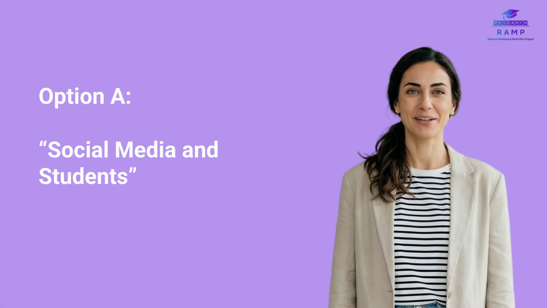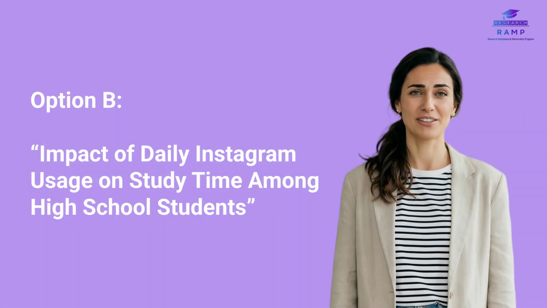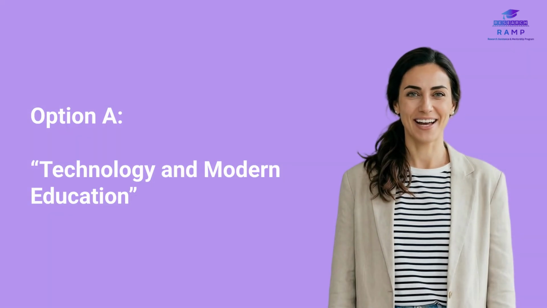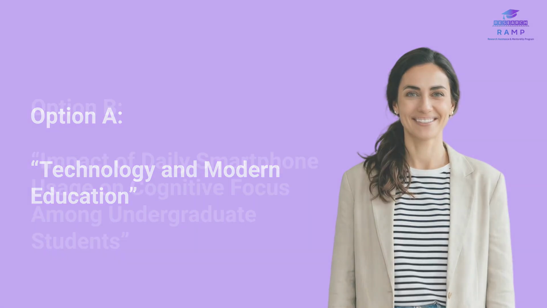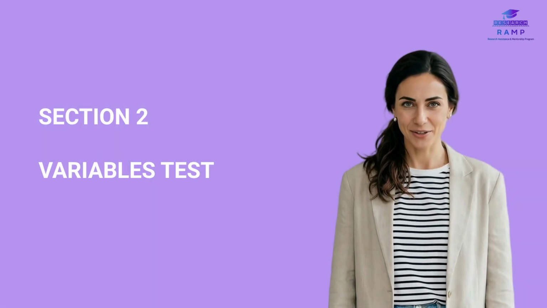Option A, social media and students. Or Option B, impact of daily Instagram usage on study time among high school students. Option A, technology and modern education. Or Option B, impact of daily smartphone usage on cognitive focus among undergraduate students. Section 2, Variables Test.